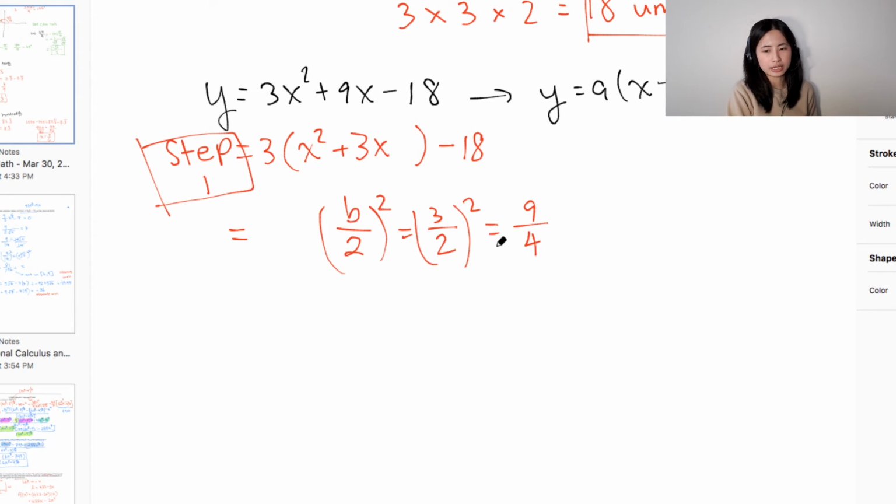Yeah, so now you know that this is 9 over 4. So when you write your equation, you're going to have the 3, which is still here, and then you have x squared plus 3x. And now this is going to be plus 9 over 4.